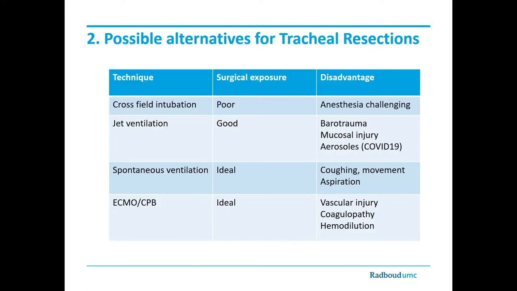This is a simple overview of advantages and disadvantages of the alternative methods. The surgical view is poor in cross-field intubation, good for jet ventilation, and ideal for spontaneous tubeless ventilation and ECMO. A disadvantage for jet ventilation is the risk of barotrauma, mucosal injury, and the spread of aerosols. In the present COVID times, we are very cautious with that.